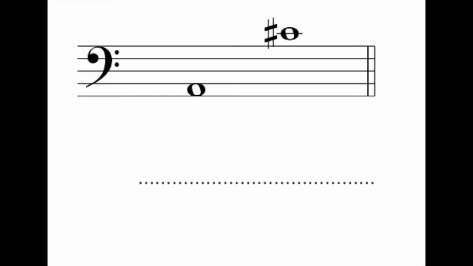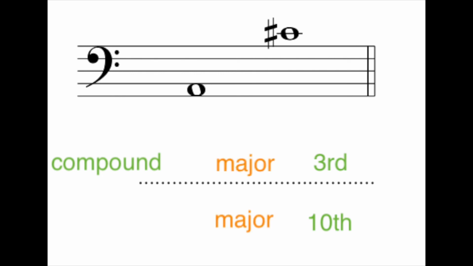For example, here we have A, B, C. We know that's a third. However, it's not here, but it's here. It's over an octave. So we know that that is a compound third. Now let's work out the quality. A, B, C sharp is in the key of A major, so we know that is a compound major third.